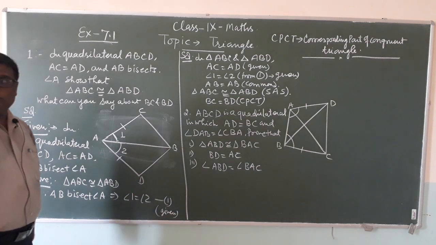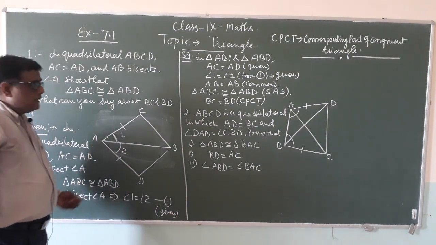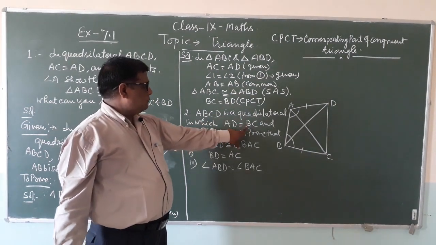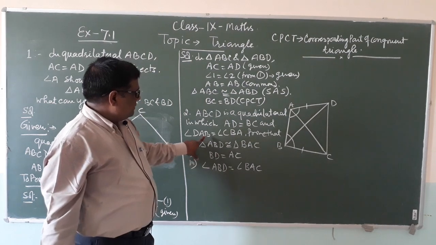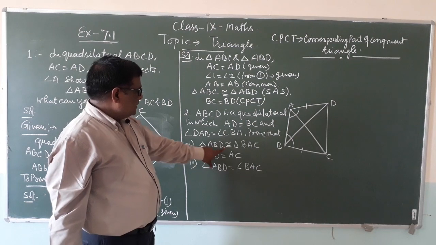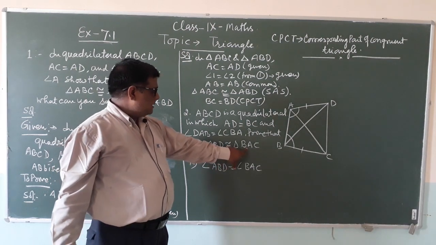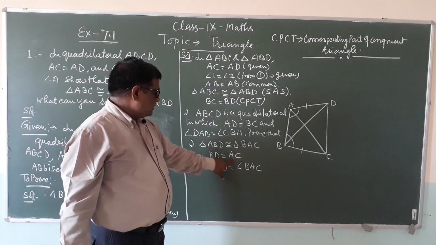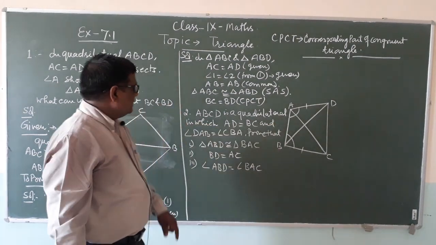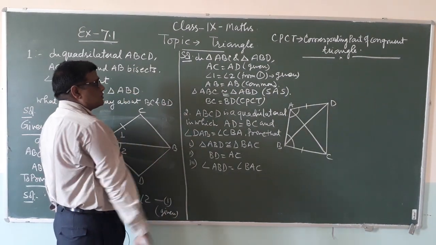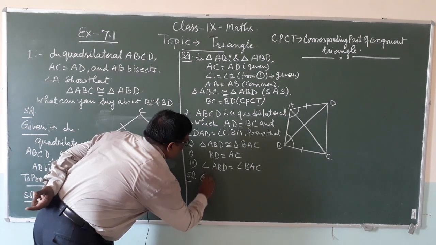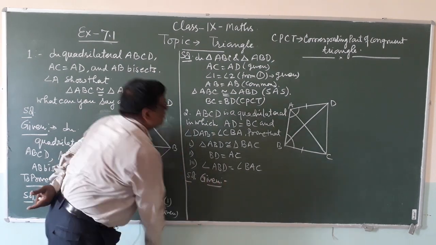And now again we have to solve the second question, that is, ABCD is a quadrilateral in which AD is equal to BC and angle DAB is equal to angle CBA. Then prove that triangle ABD is congruent to triangle BAC, BD is also equal to AC and angle ABD is also equal to angle BAC in this figure. So first of all, in the second question, we have to write the solution.